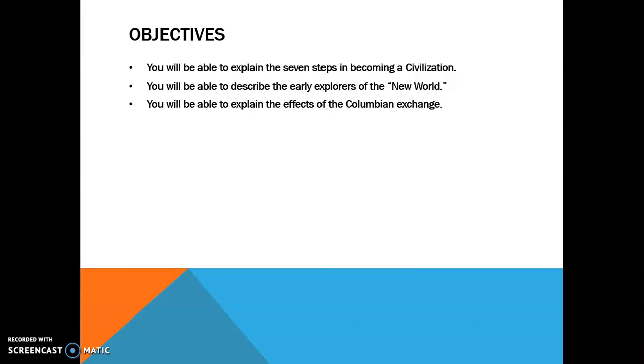So to start off, let's look at our three major objectives. First, you're going to be able to explain the 7 steps in becoming a civilization. You should be able to describe the early explorers of the New World, aka North and South America, and explain the effects of the Columbian Exchange.